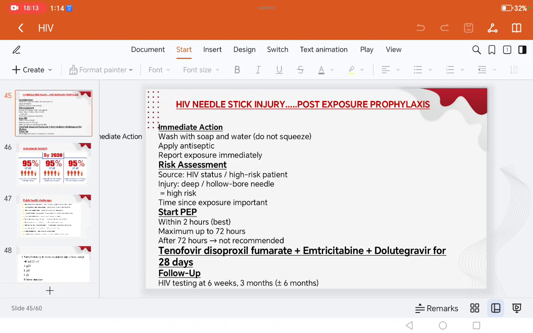So let us look at HIV needle stick injury: what is the post-exposure prophylaxis? The immediate action is to wash with soap and water, do not squeeze, apply antiseptic, and report the exposure immediately.